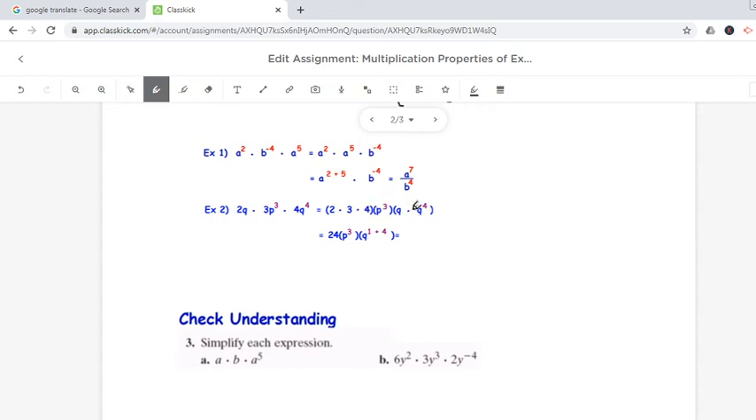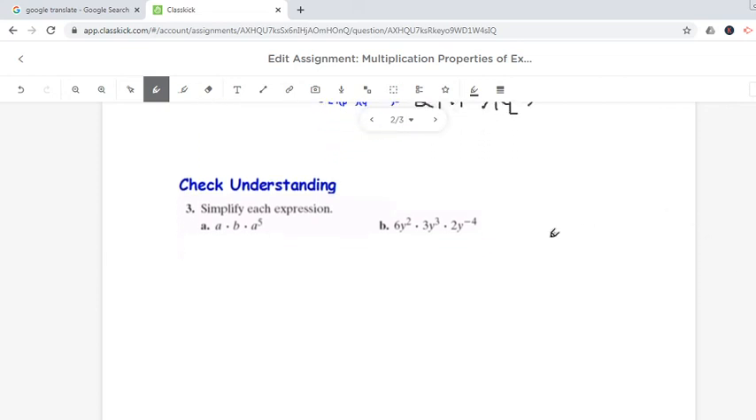And then Q times Q to the 4th. So we add, this is Q, that's like Q to the 1. And you see Q to the 4th right here. So 1 plus 4 equals 5. So we'll just write that out. 24 P to the 3rd times Q to the 5. 1 plus 4 equals 5.